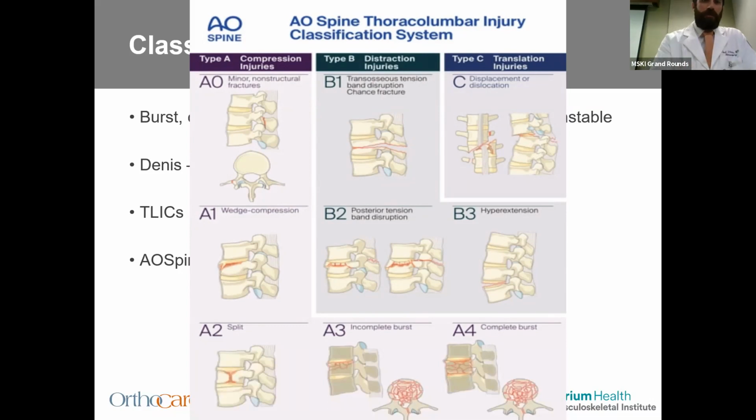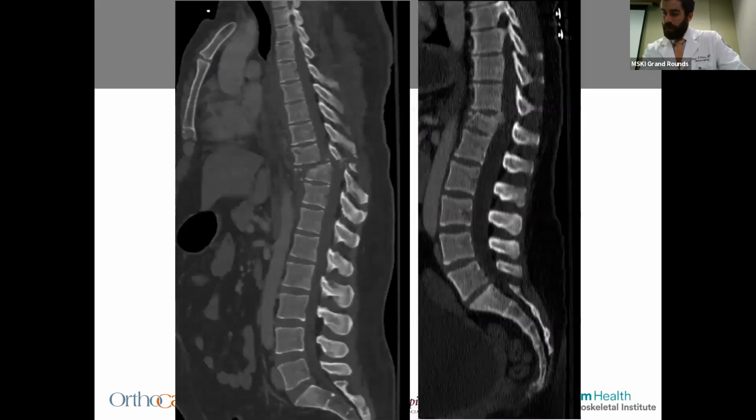Your A-type fractures are compression, axial load fractures. Your B-type fractures are more distraction, flexion-extension injuries. And then type C are the translational injuries. The downside of this is it's not super easy to use, and it can sometimes be hard to remember the difference between an A1 and an A3, or a B2 and a B1. So that is its major criticism there.